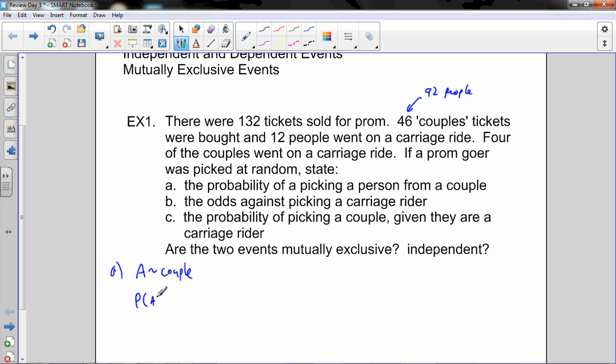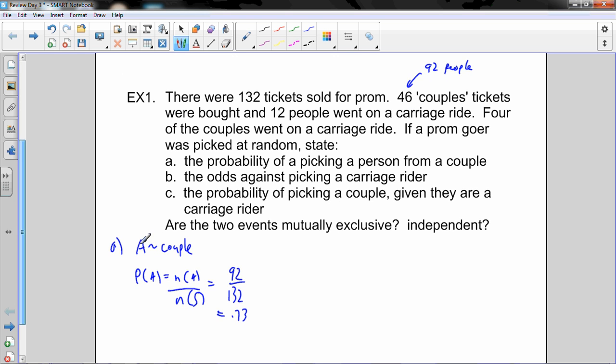well, then this is where we started in probability, these easy little formulas here. The number of couple tickets was 92 out of 132 tickets sold altogether. Jam that into a calculator, and that's about 73%. And for all of these probability questions, you should have a closing sentence, therefore, blah, blah, blah. You should do that, and I'm saving time and effort doing that on the video.